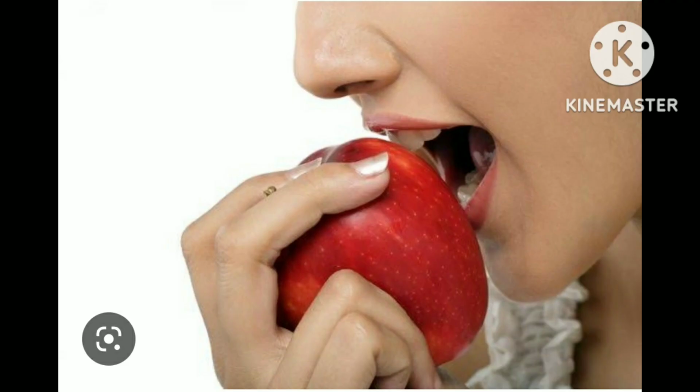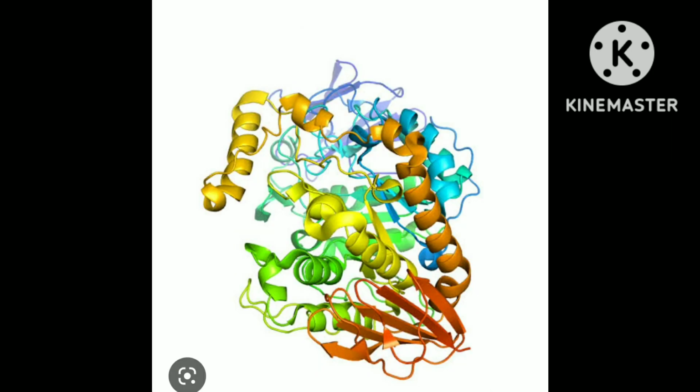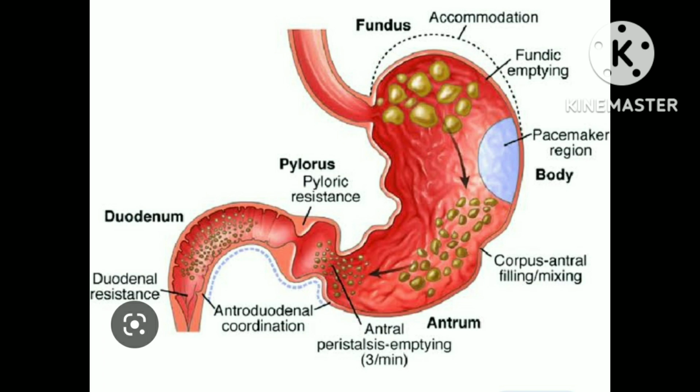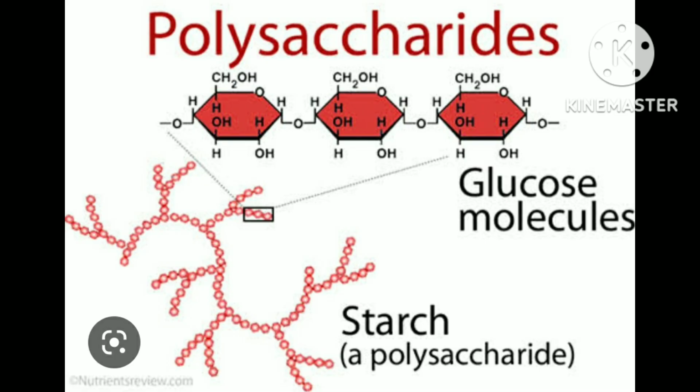Digestion of polysaccharide begins in the mouth. First of all, of course, we will eat, right? Then the digestion will begin in the mouth by the enzymes known as ptyalin and alpha amylase. It may continue till the gastric acidity inactivates the enzyme in the stomach. Now, we will talk about the polysaccharides partially hydrolyzed by the pancreatic amylase.